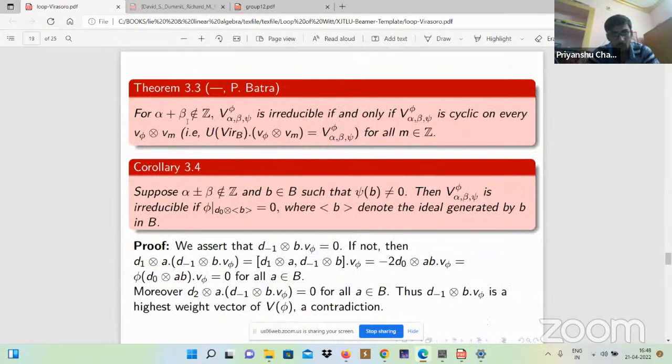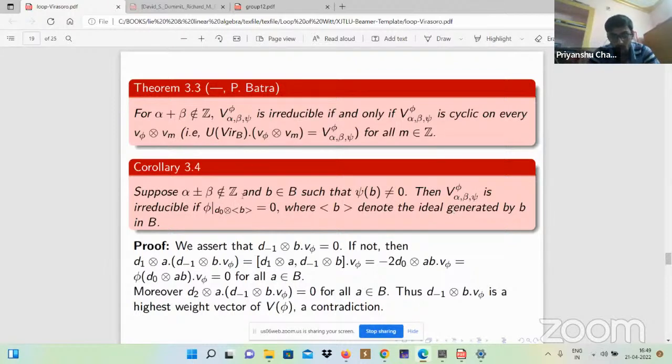For α plus β not in Z, V^{φ,α,β,ψ} is irreducible if and only if V^{φ,α,β,ψ} is cyclic on every V^φ ⊗ v_m. That is, by cyclic we mean that the universal enveloping algebra action of V^φ ⊗ v_m should be the whole of V^{φ,α,β,ψ} for all m in J. Now using this result, we prove a sufficient condition for irreducibility of these modules.